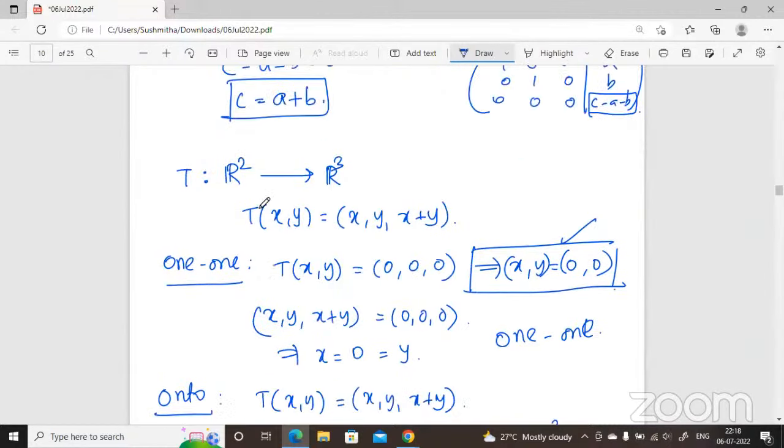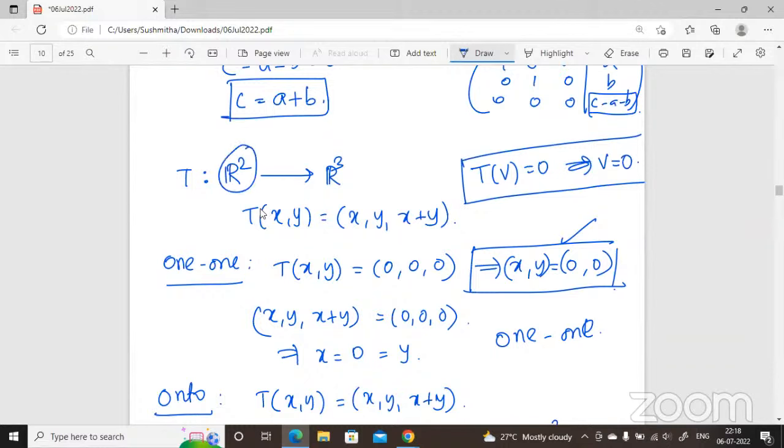Everywhere it is the same concept. T of v equal to 0 implies v equal to 0. This is what you want to prove. So you write T of v equal to 0, where v belongs to R2 here. So T of (x, y) is equal to the 0 of R3, which is (0, 0, 0). What is T of (x, y)? It is (x, y, x plus y). If this is equal to 0, then I get x equal to 0 and y equal to 0, and that's all I want. So it is one-to-one.